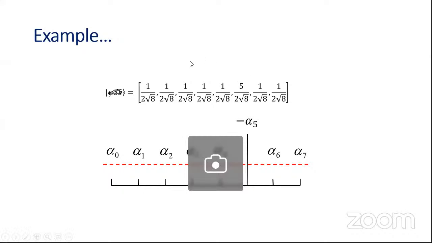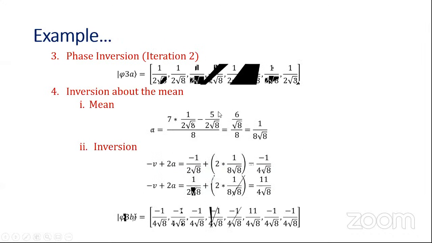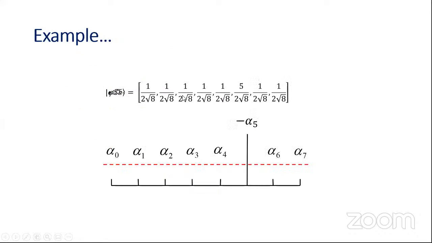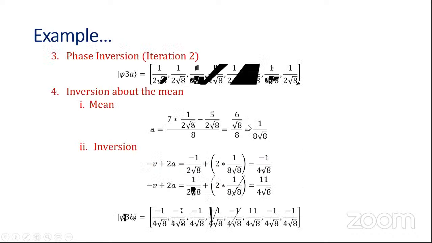So what is happening here is that in the second iteration, we will change the sign of this. So basically it is minus alpha 5, so it will be below that. But the value is increased, and the sign is changed. Now again we are applying that phase inversion operator.